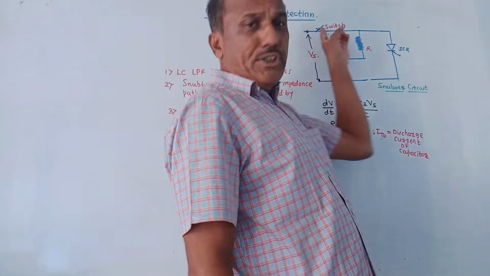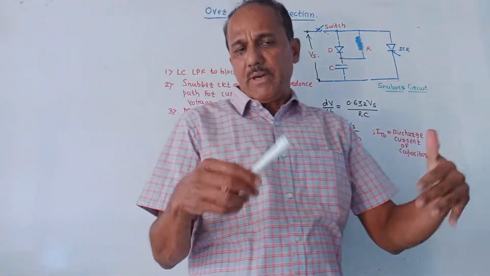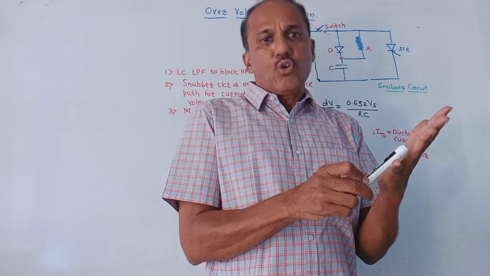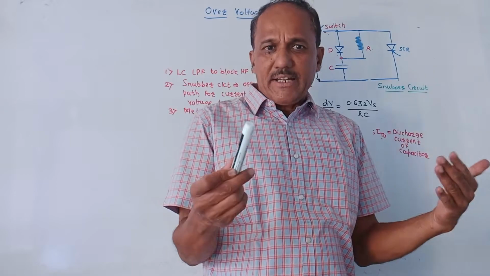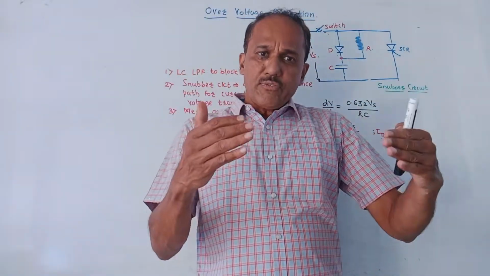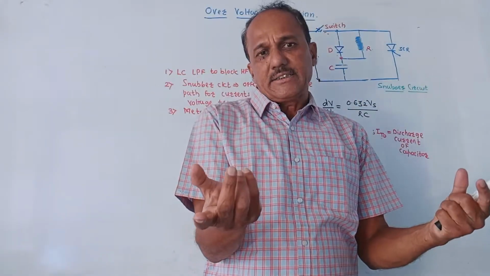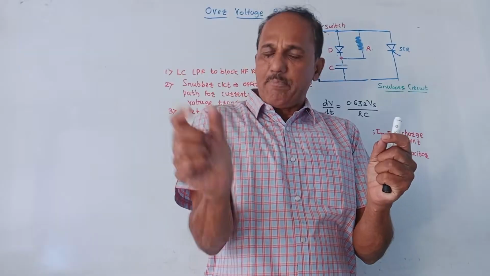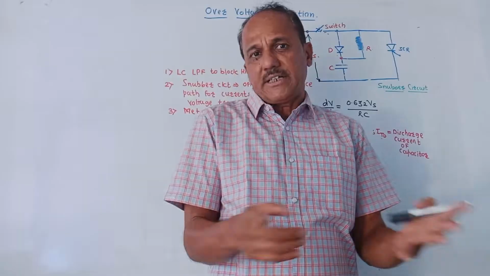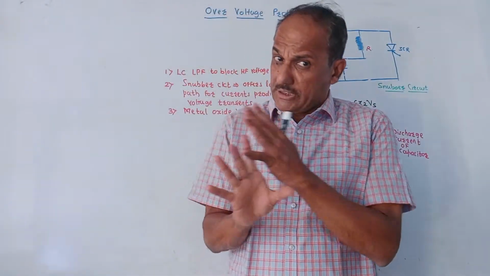Next is overvoltage protection, which is used for power devices. From the exam point of view, we may expect a question like this: what are the different overvoltage protections, and explain any one in detail. First of all, what is the meaning of overvoltage? If, due to any reason, voltage spikes are generated in the circuit and these voltage spikes appear across power devices like SCR, they may damage the device.